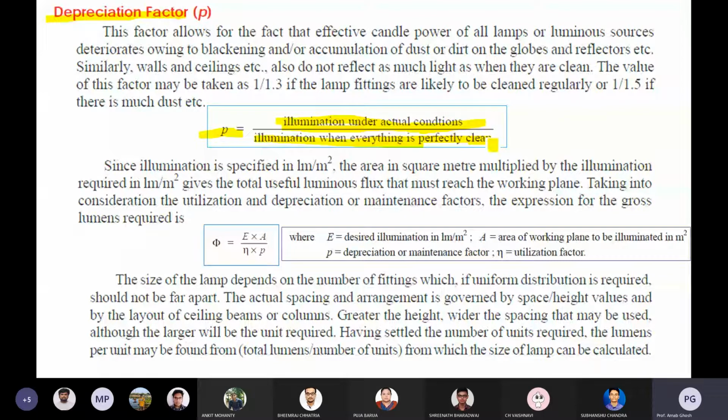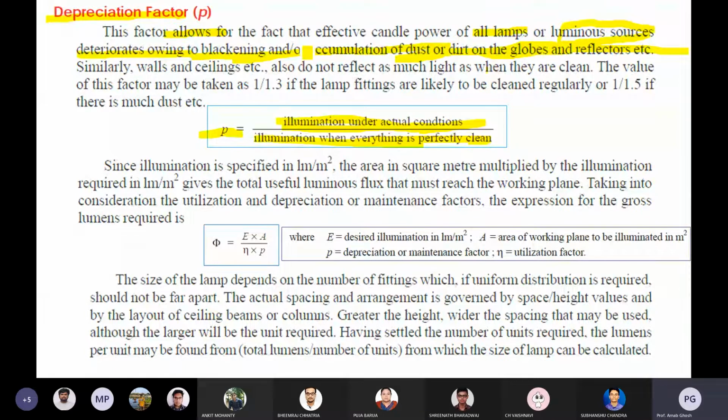blackening or the accumulations of dust or dirt on the globes and reflectors, etc. So that dust has some effect on the systems. Similarly, the walls and ceiling also do not reflect as much light as when they are clean. So the value of that factor may be taken as 1 by 1.3 if the lamp is in a likely clean setting, or 1.15 if it has dust.